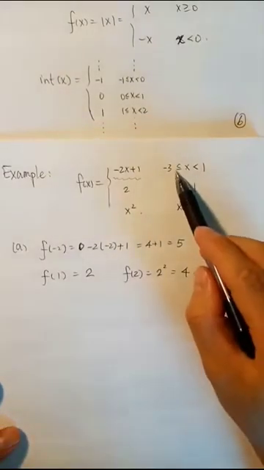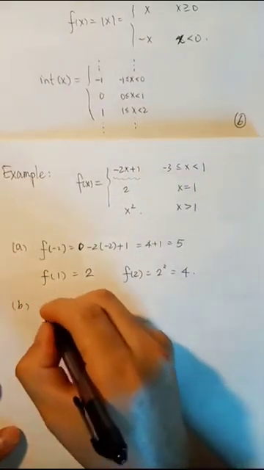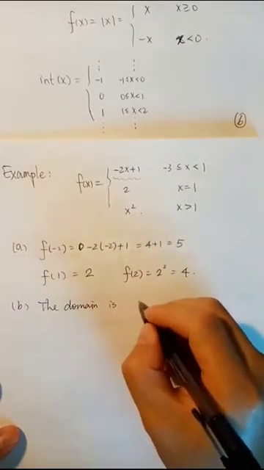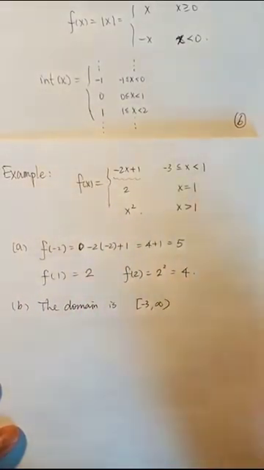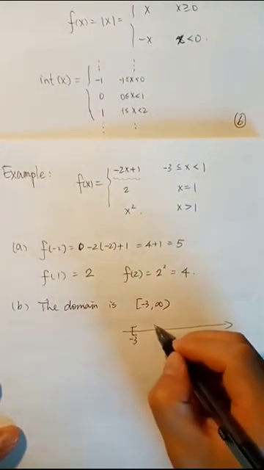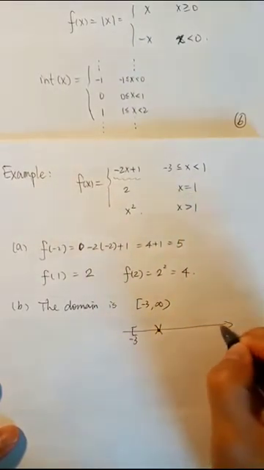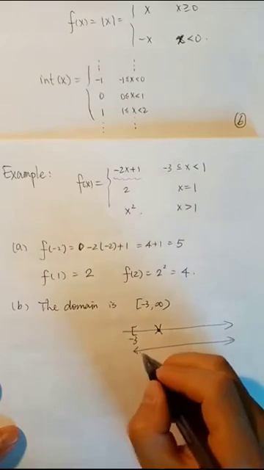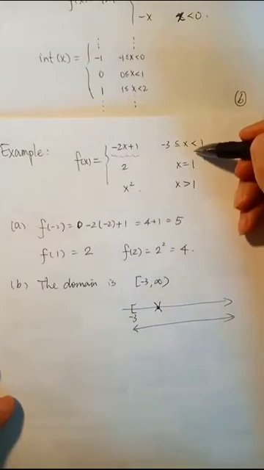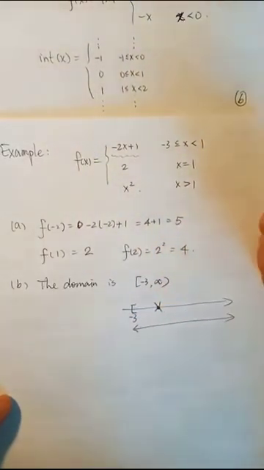Okay, and what is the domain? x is between negative 3 and 1. x can be 1. x can be greater than 1. So the domain is negative 3 to infinity. Basically, you have negative 3, you have 1, 1 is included, and from 1 to positive infinity. Together, it's from negative 3 to infinity. You label the intervals over the x-axis, and you can determine the domain.